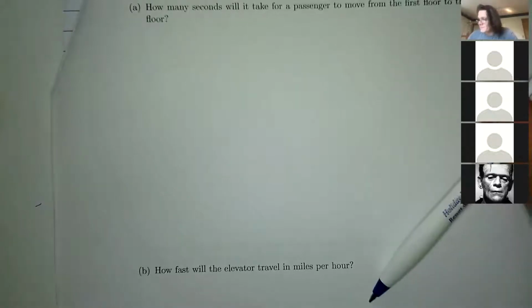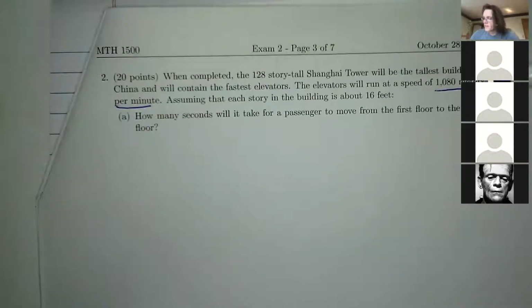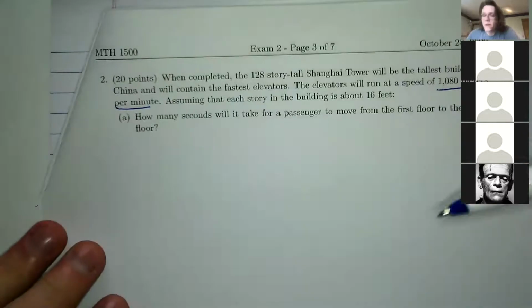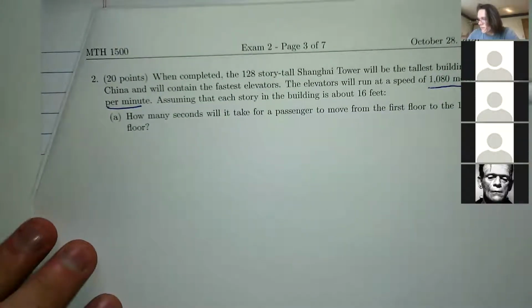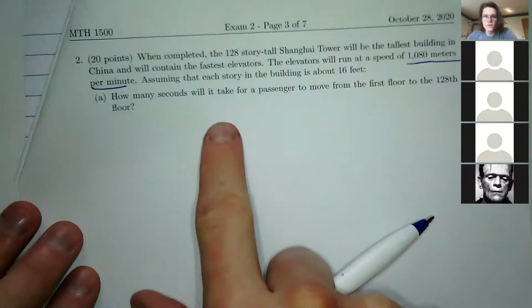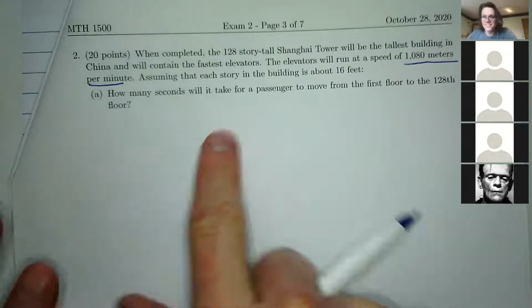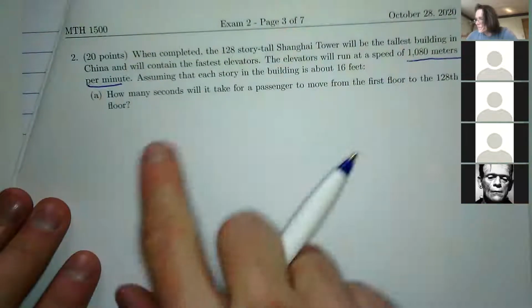So for part B, we know the speed of the elevator is 1,080 meters per minute. So for part B, it's really just a matter of converting the speed from meters per minute to miles per hour. So part B is basically just a normal unit conversion. Part A might be a little trickier. So what we have is we first need to figure out how tall the tower is, right? And there's a few things happening that make it more difficult than it might seem. So it's 128 stories. So let's just figure out the height first.